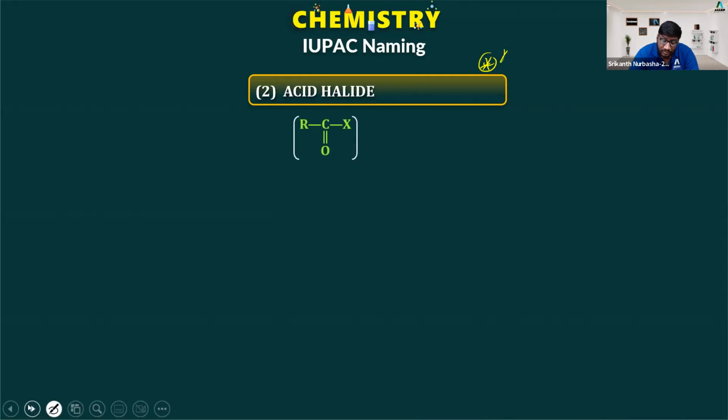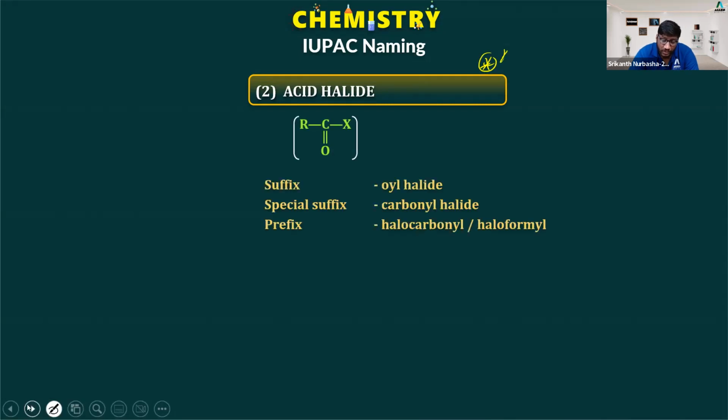Acid halides, RC double bond X. So the suffix is going to be oyl halide. Special suffix carbonyl halide. Prefix is halocarbonyl or haloformate. You try to give numbering. What is the name of this compound? CH3 C double bond Cl. All of you.